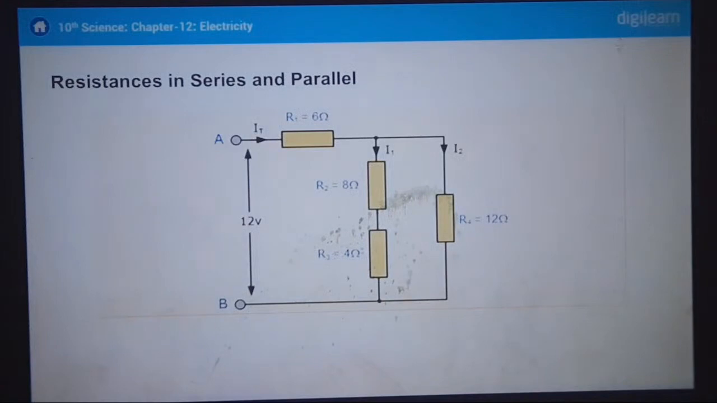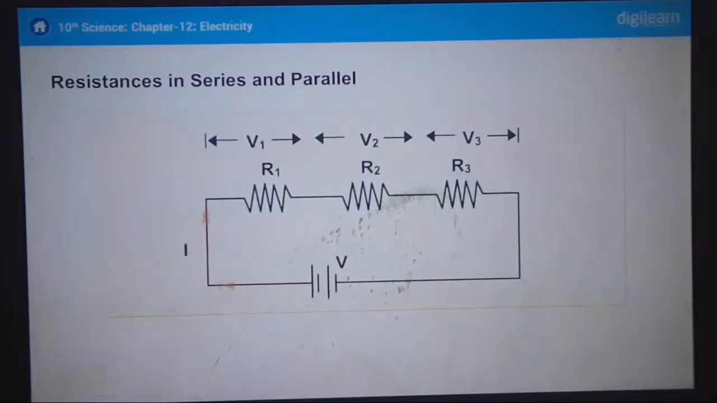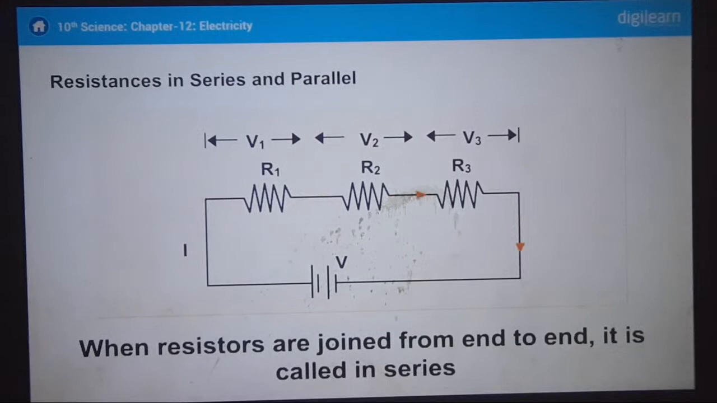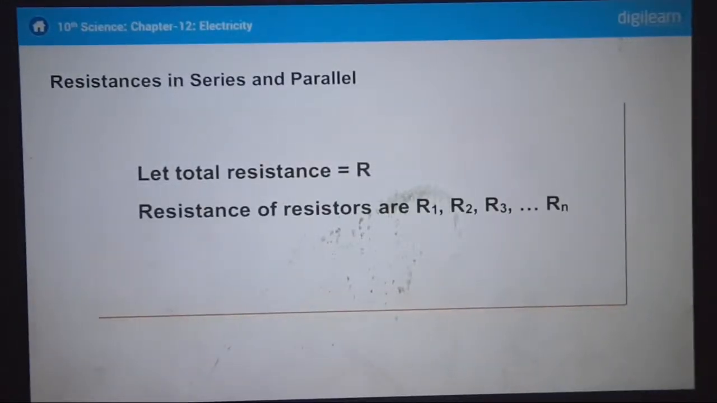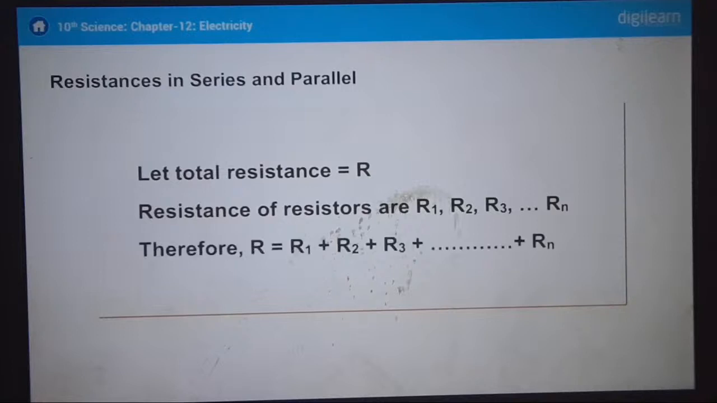Resistors in series and parallel. Resistors are joined in two ways, that is, in series and in parallel. Resistors in series. When resistors are joined from end to end, it is called in series. In this case, the total resistance of the system is equal to the sum of the resistance of all the resistors in the system. Let total resistance equal to R. Resistance of resistors are R1, R2, R3, so on up to Rn. Therefore, R equal to R1 plus R2 plus R3 plus so on up to Rn.